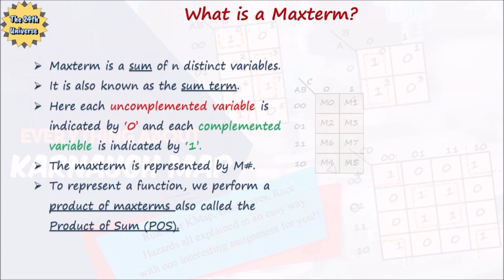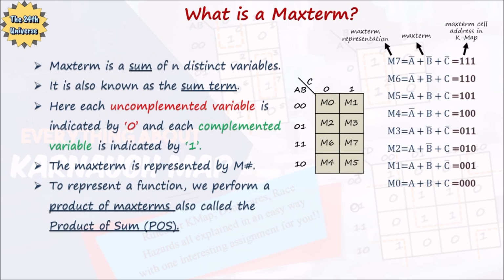Maxterm. Maxterm is a sum of n distinct variables. It is also known as a sum term. Here, each uncomplemented variable is indicated by 0 and each complemented variable is indicated by 1. The maxterm is represented by capital M. To represent a function, we perform a product of maxterms, also called the product of sums, that is POS. Let us indicate that maxterm function with capital F.